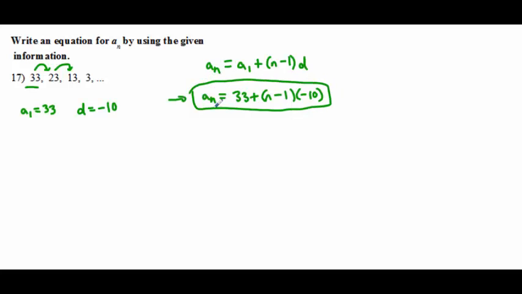If it's not free response and it's multiple choice, they might decide to distribute this. So let's just practice that real quick. If I distribute the negative 10, that gives me negative 10n plus 10, and then I would add like terms. a n equals 43 minus 10n. So it could be that on a multiple choice question, that's your answer instead of the one up here. You wouldn't have both and have to pick which one was right, but you'd have one or the other of these and you'd need to pick it.